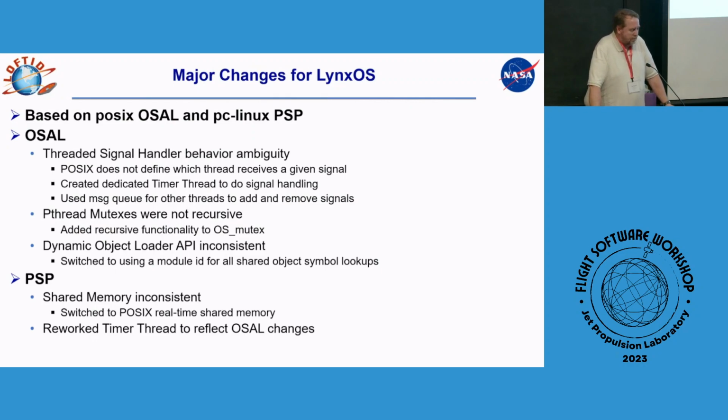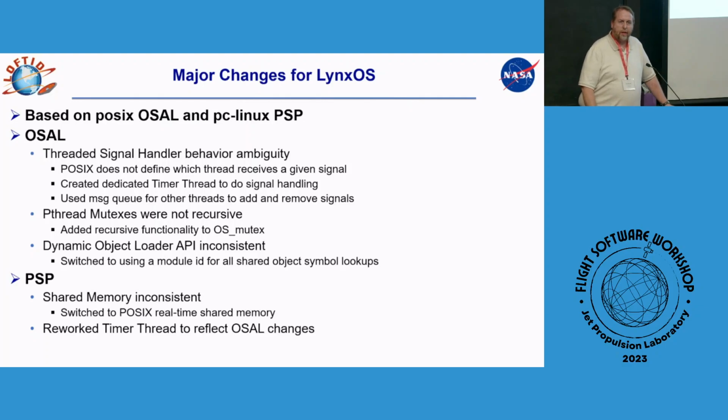Most of it was in the OSAL, which is the OS abstraction layer. It turns out, number one, that the signal handling is ambiguous in POSIX. Which thread receives the signal is not well defined. In Linux, it was one thread would receive it. In LinkSauce, a different thread received the signal. So it didn't work because the signaling system, which was how the whole timing of CFS works, didn't work at all. So I had to rewrite this part to map everything onto one thread to receive all the signals.